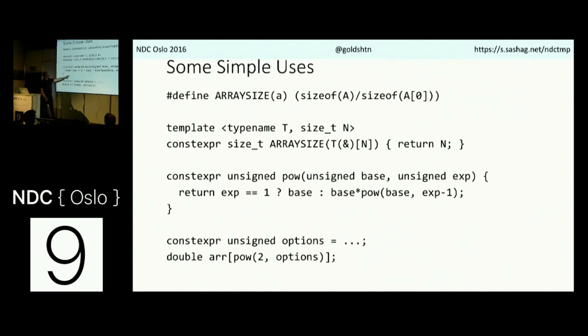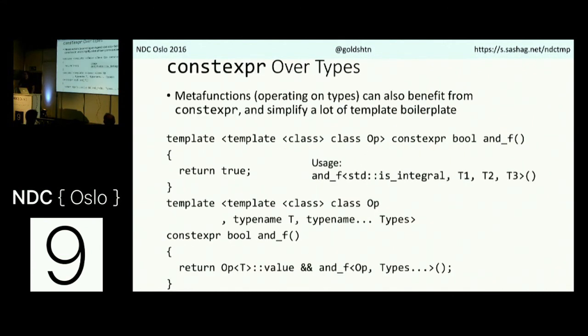Another example is the power function, which can be calculated recursively. So 2 to the power of something comes up a lot. So these are simple uses, and there's a bunch of them in the library and in code you'd write yourself. But here's a slightly less obvious use, where constexpr can actually replace a bunch of class templates which you would use to define metafunctions before.